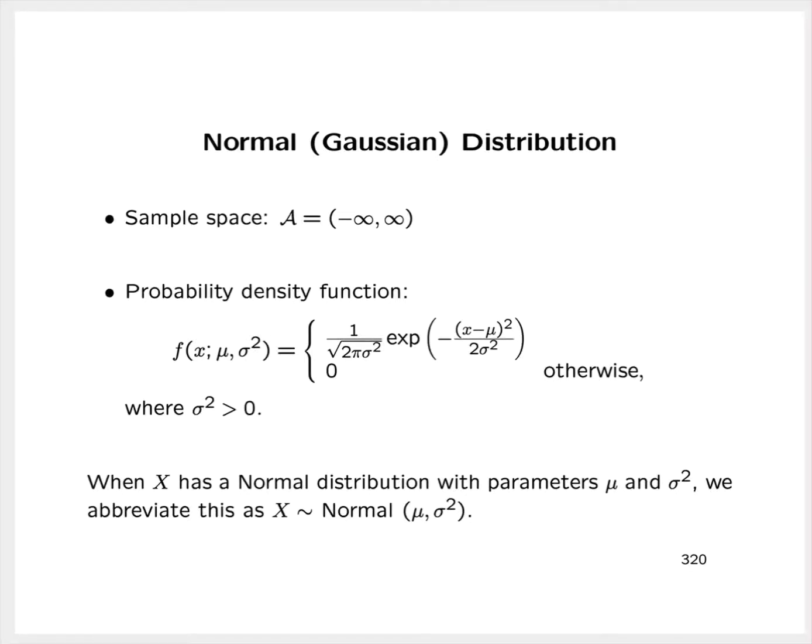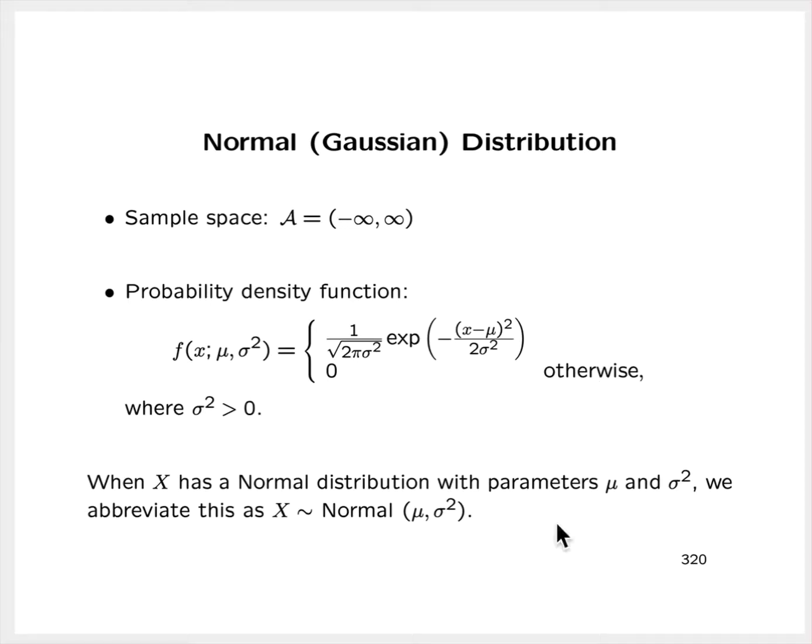In this lecture video, we're going to be looking at the normal distribution, also called the Gaussian distribution. The sample space of the normal distribution is the entire real line. This expression here, given in the middle of slide 320, is the general form of the PDF for the general normal distribution. The distribution has two parameters, denoted typically by mu and sigma squared.